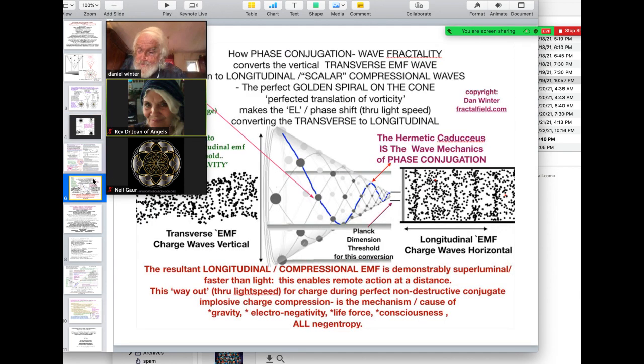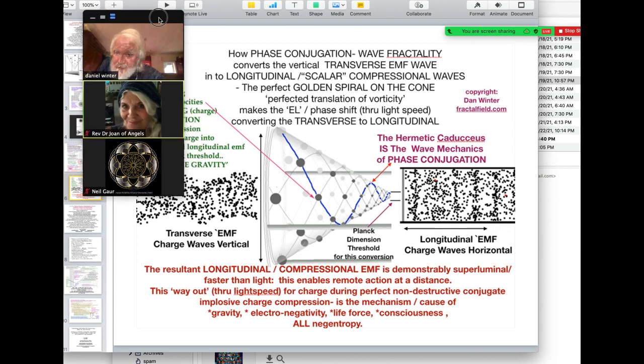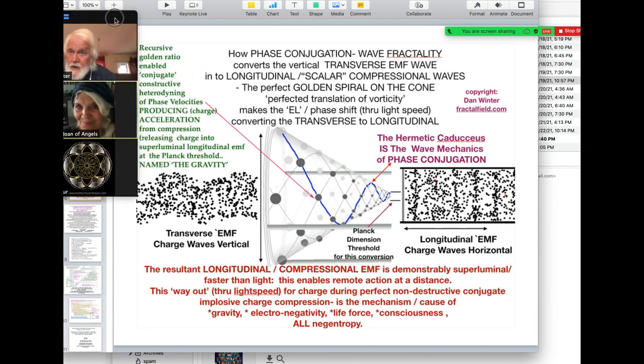Now, the key component here is what enables that implosion of charge to penetrate through the center point of that vortex, literally the 0 point, which we now know is Planck length and time, 1.61 times 10 to the minus 33 centimeters, which is the throat of the toothpaste tube, as it were.